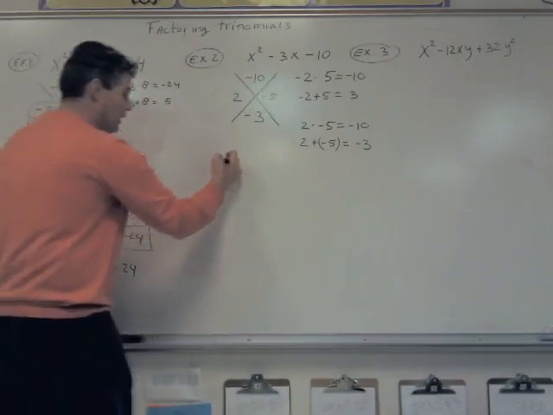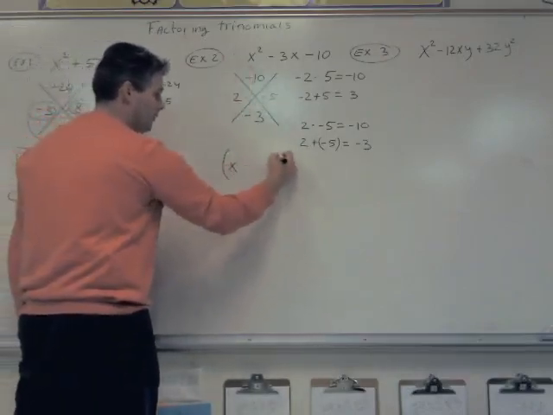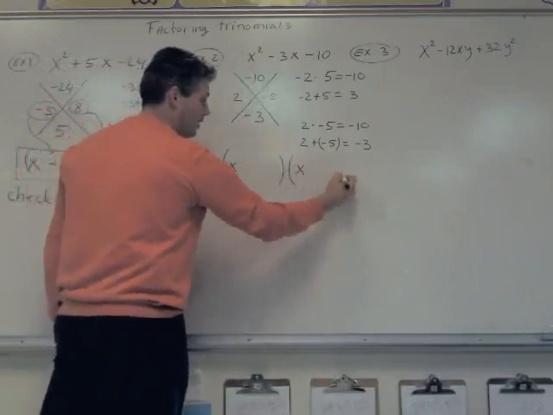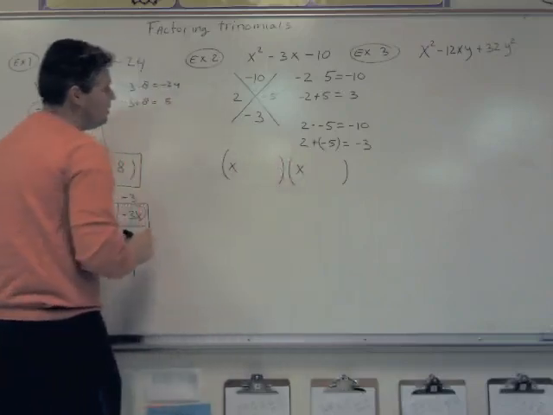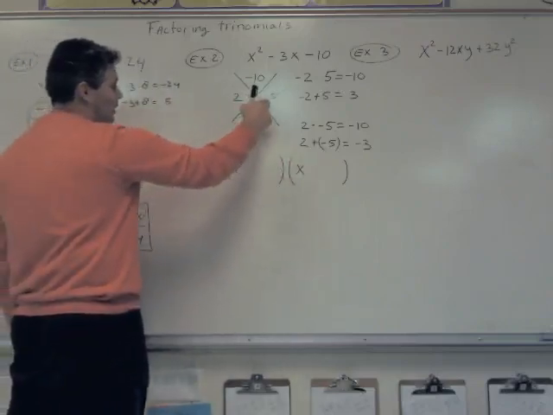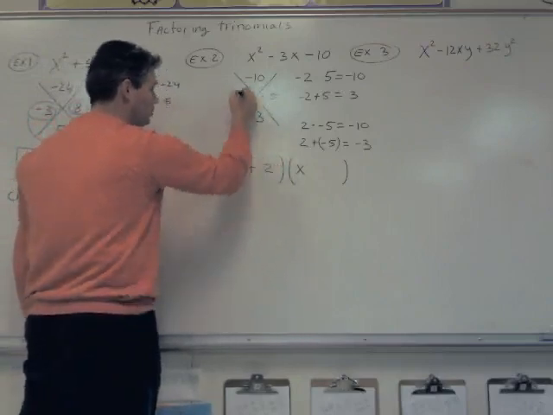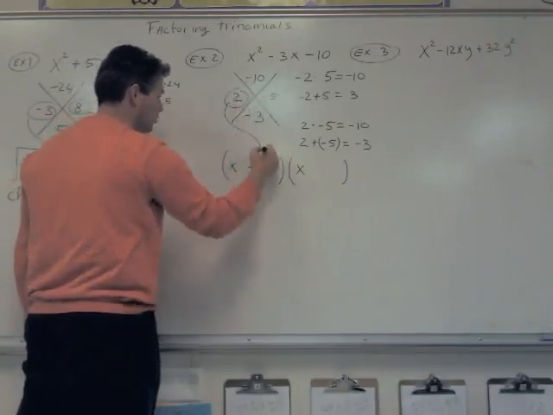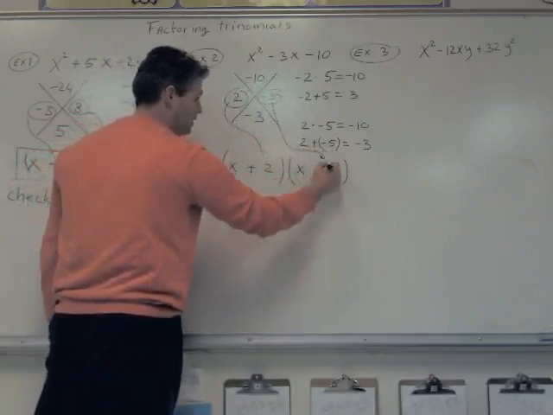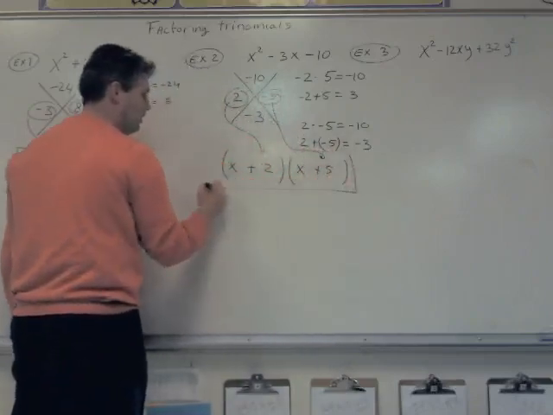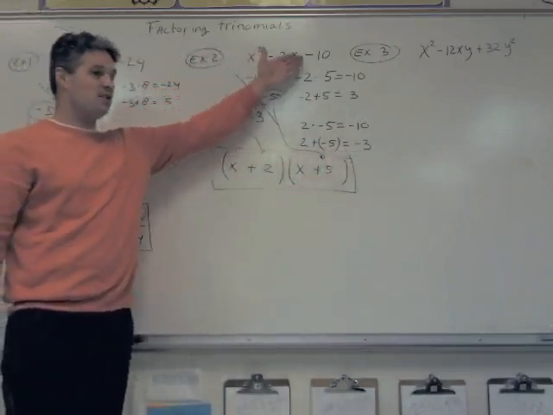So now I can go ahead and write the factored form. I've got an x squared, so I'm going to start with a term of x inside the parentheses, and then my two numbers are 2 and negative 5, so plus 2, and then negative 5, so minus 5. So this is the factored form of x squared minus 3x minus 10.